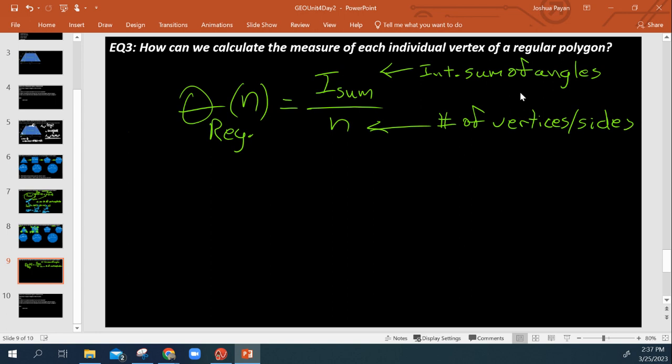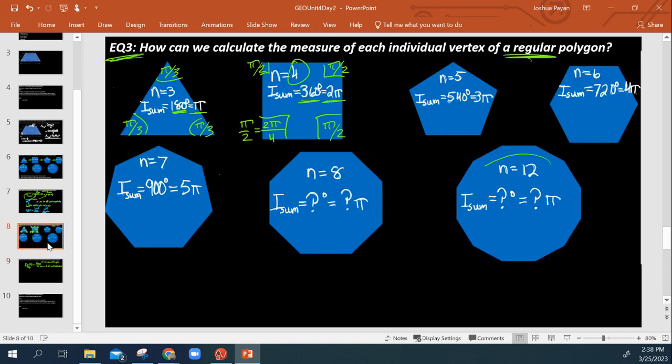Okay, so let's try it. Let's say we have a 12-sided regular polygon, right? And if it's a 12-sided regular polygon, what would we call that? A dodecagon, I believe. Yes, we would call that a dodecagon. Maybe I'm wrong, I don't really care.